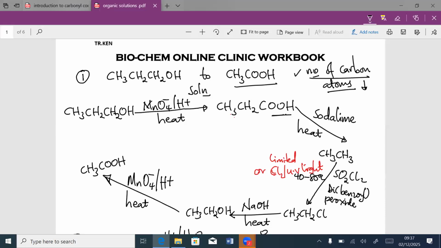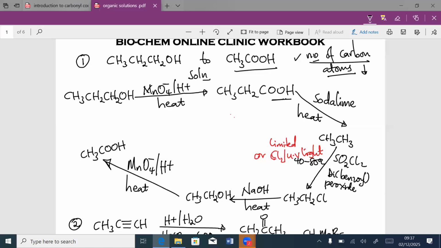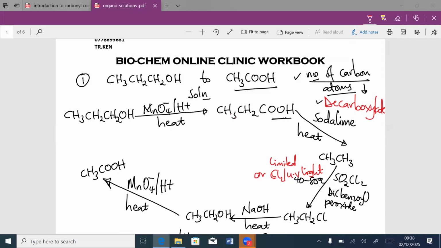Then after, we decarboxylate. That is one way we can reduce the number of carbon atoms. Then there are those synthetic routes that require us to increase the number of carbon atoms. I'm going to show you shortly how those specific reactions do that.